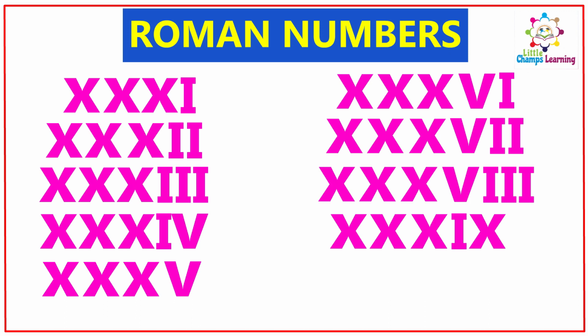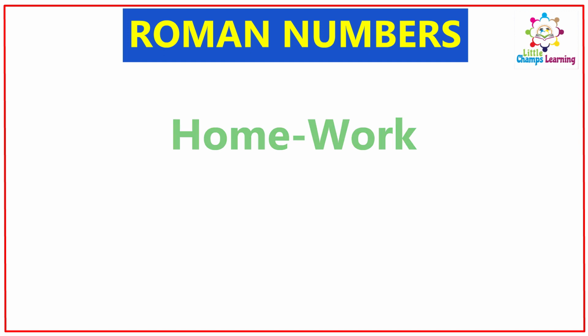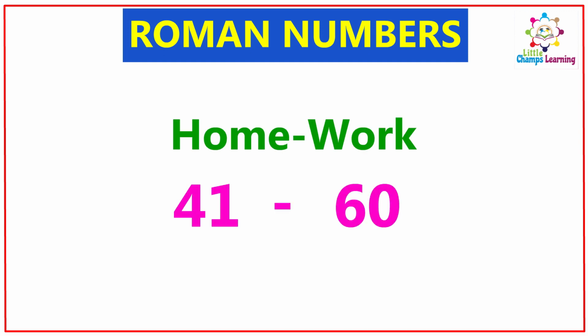For 40 you don't have anything, but for 50 you have a symbol. So I will write 50 minus 10, which is 40. So XL is 40. Then you can continue XLI, XLII, XLIII, XLIV and go on. For 41, 42, 43 you can write. So that is homework also. Please write in the comment section 41 to 60. That is your homework. Hope you have understood.